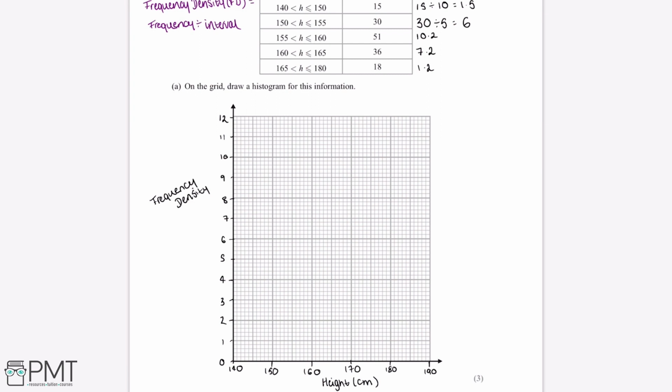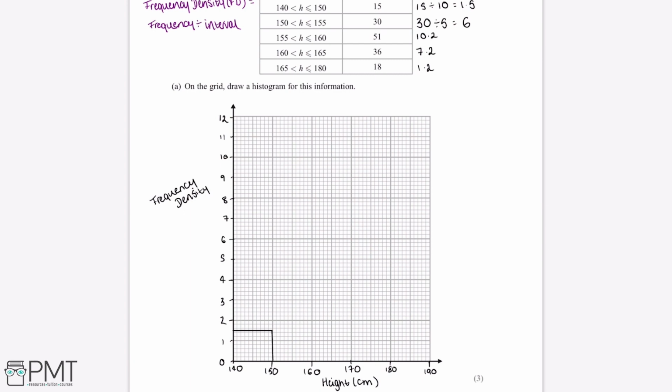So now the next thing we need to do is fill in this histogram. Now the way a histogram works is the area of each of the bars will be equal to the frequency. So this is a good way to check that our histogram is correct. So if we start off with the first piece of information, we have heights between 140 and 150 centimetres and a frequency density of 1.5. And when we draw it onto our table, it should look something like this.